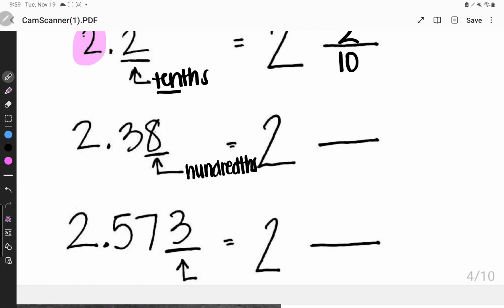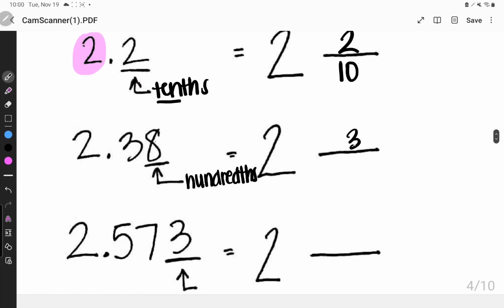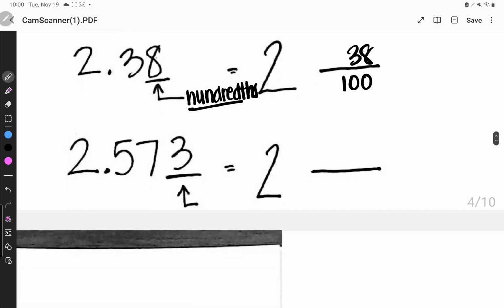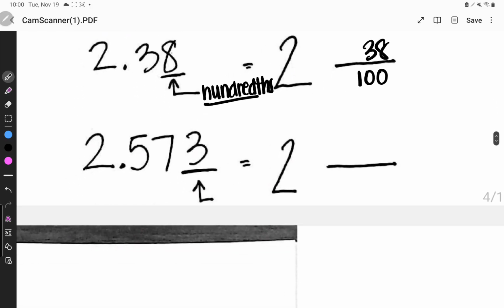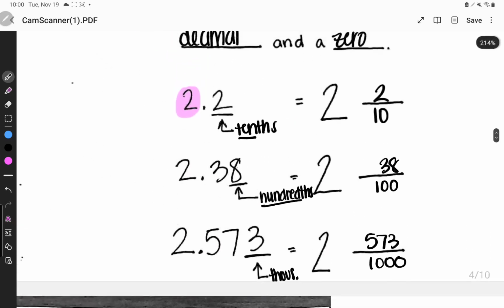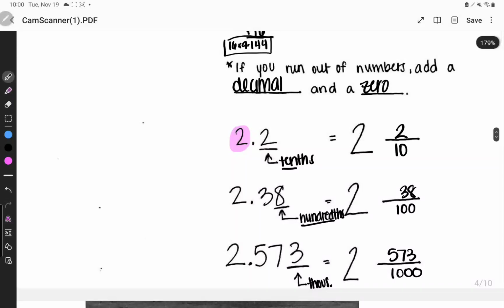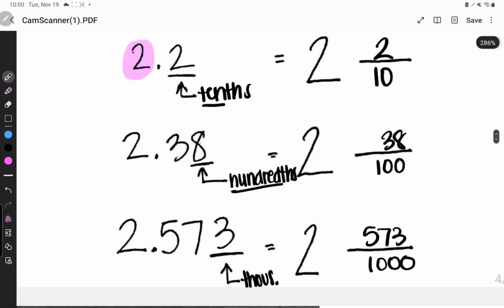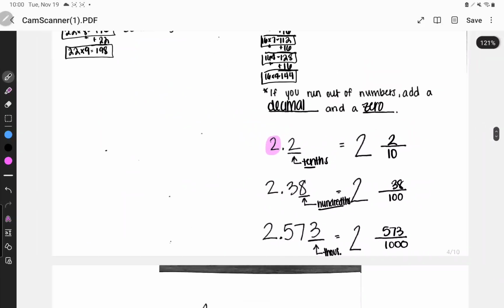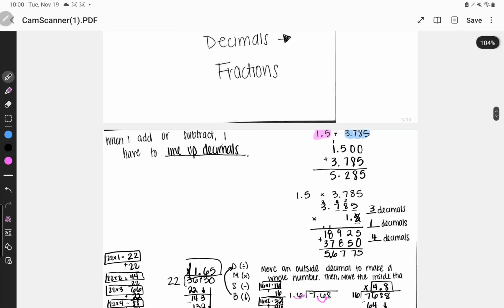So I keep my big 2, and then I put 38 over 100. And then the last one, I have 2 and 573 thousandths. So I put 573 over 1,000. Now, of course, you'll probably have to simplify this, like 2/10 can be simplified down to 1/5 and so on and so forth, but that's how you do it. You just put it over the place value. That's it.